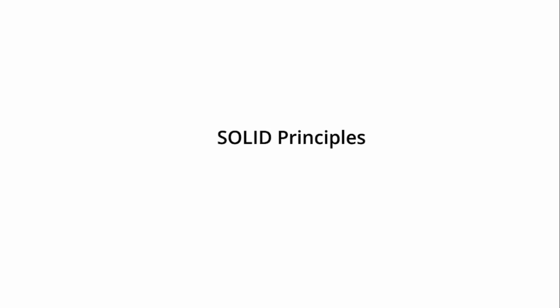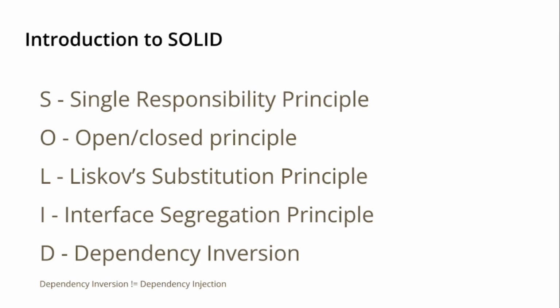Now we'll start with what SOLID principles are. SOLID principles are basically the combination of 5 principles. First is single responsibility, O is open closed principle, L is Liskov substitution principle, I is interface segregation principle, and D is dependency inversion. And please remember, dependency inversion is not dependency injection that we read in Spring Boot. They are both different concepts.